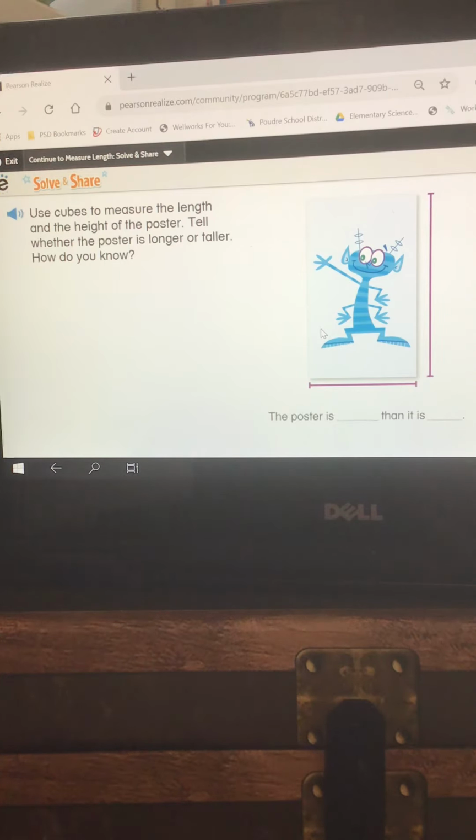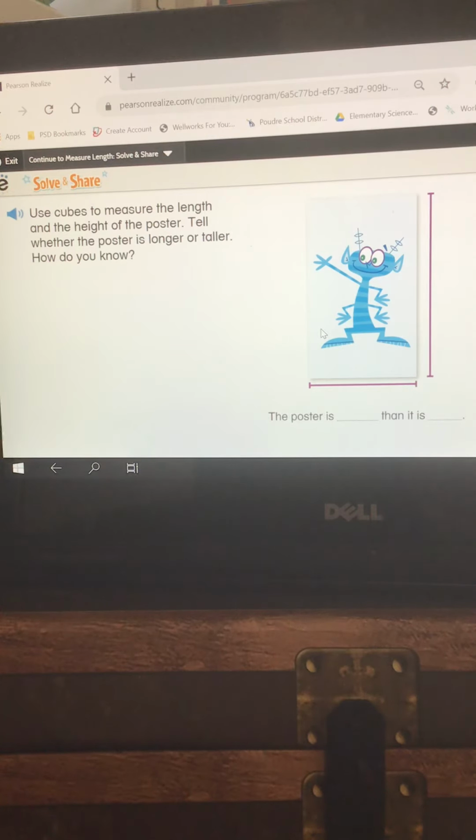Here is our solve and share for 12-4. Use cubes to measure the length and the height of the poster. Tell whether the poster is longer or taller. How do you know? So here is my poster.